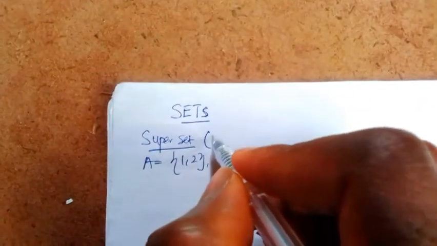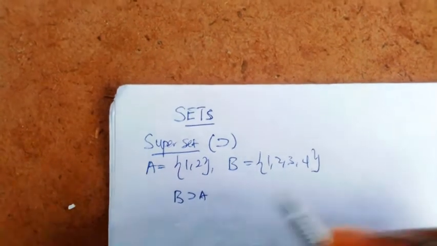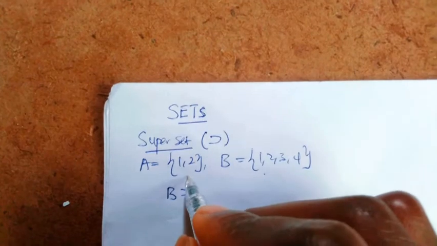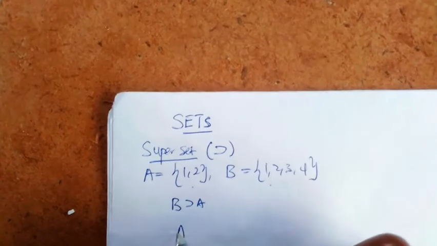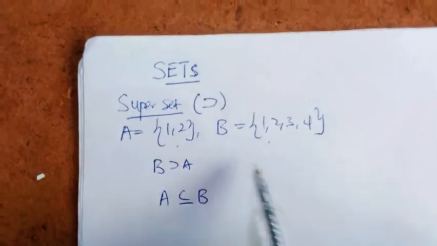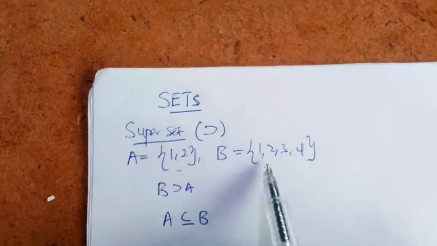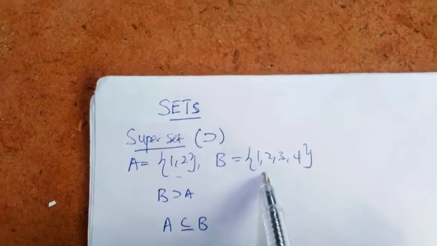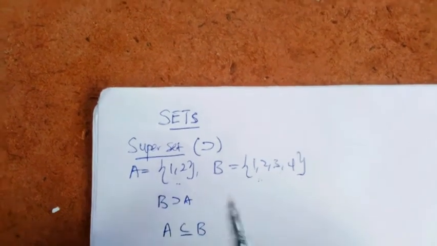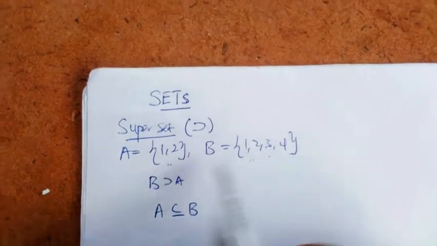Now, superset is noted as this. B is said to be a superset of A if there exists at least one element in B that is not in A. Initially, A must be a subset of B, for B to be a superset of A. As you can see, A has 1, 2, B has 1, 2, 3, 4. It means B contains A, and in which case, B has another element that is not in A. So in which case, B is a superset of A, if there is at least one element that is in B, not in A.